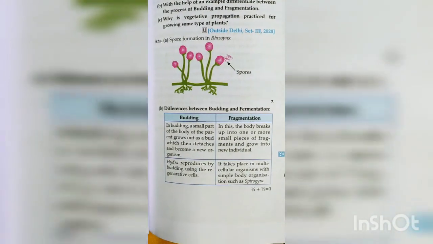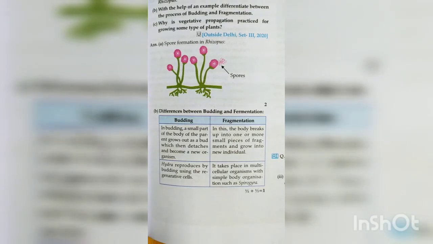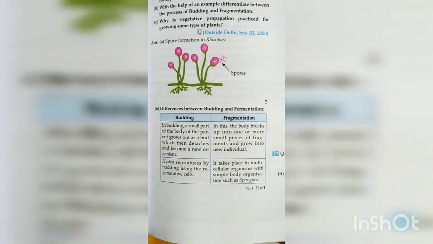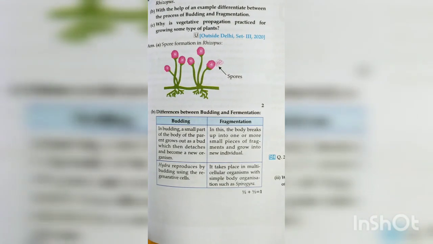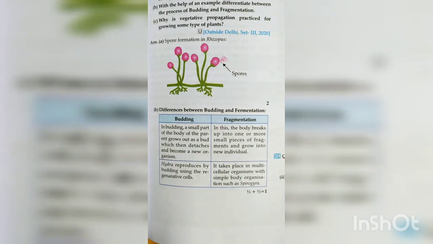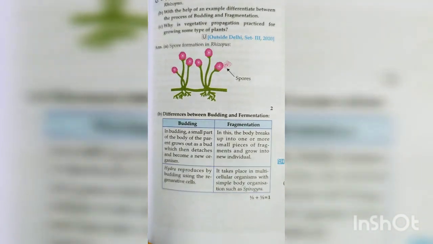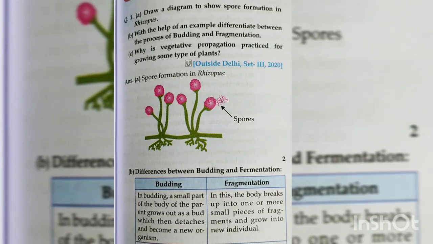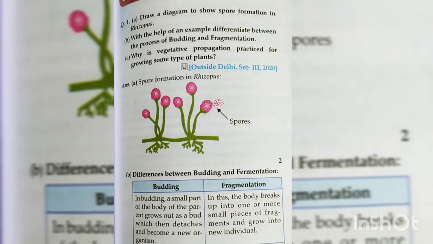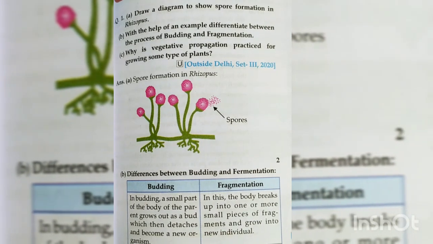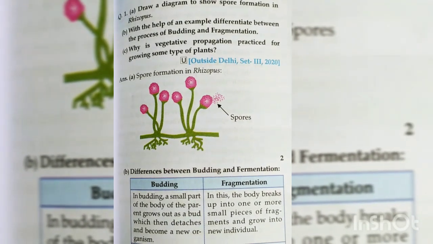Now talking about the third question, that is, why is vegetative propagation practiced for growing some types of plants. So it's very easy. We should also write in points. First of all, we will start by saying that plants that do not produce seeds can be propagated by this method, and vegetative propagation is also a very affordable method for growing plants.